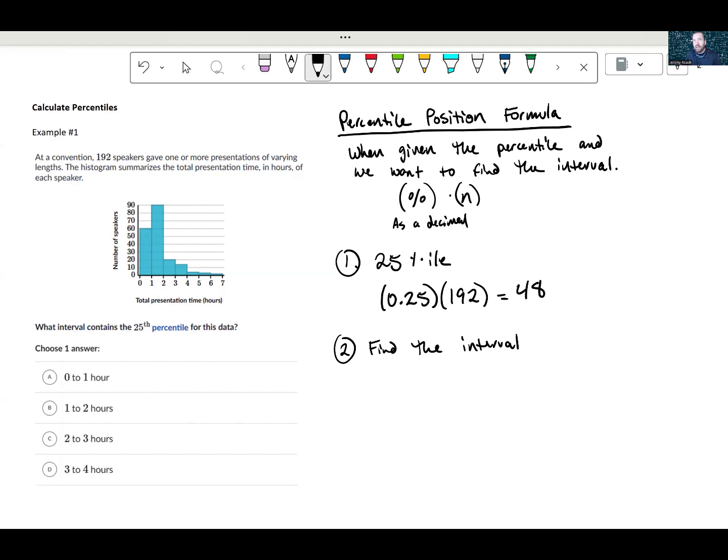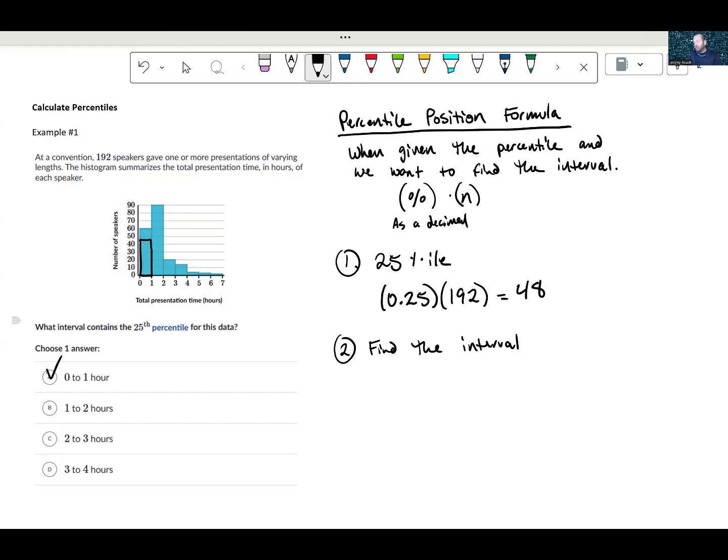So 48, everything to the left of where the 48th speaker is located is within the 25th percentile. So it looks like from 0 to 1, there are 60 speakers. So at 48 would be about there. So our 25th percentile is going to be from 0 to 1 hour. Look at that on our x-axis of our graph. Okay.